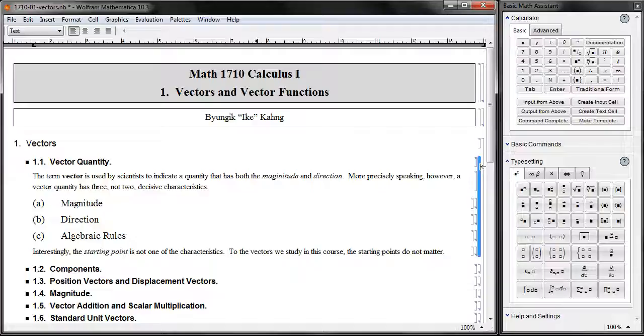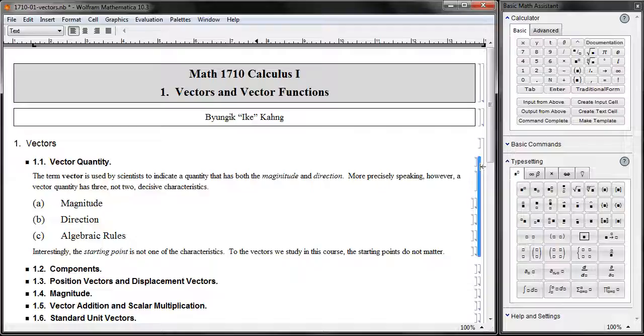But for example, let's consider the position. You're traveling from here to some other place, 3 miles to the east and then 2 miles to the north. Definitely there is direction. Those kinds of things are vector quantities.